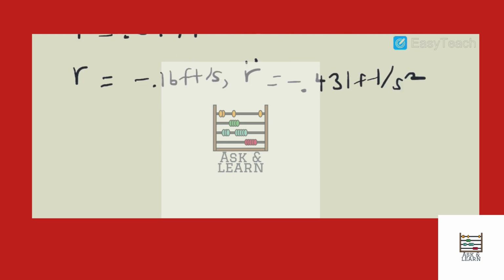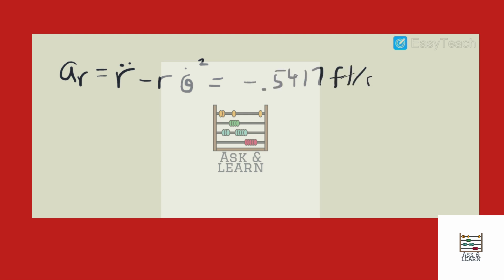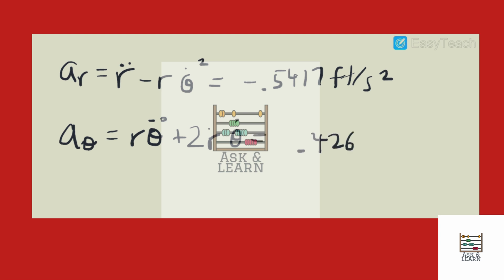We can take all this information and plug it into our equations for acceleration in the radial and theta direction. We know that ar is equal to r double dot minus r theta dot squared, which gives us minus 0.5417 feet per second squared. We know that a theta is equal to r theta double dot plus 2 r dot theta dot, which is equal to 0.4263 feet per second squared.